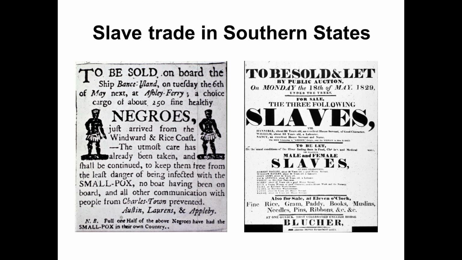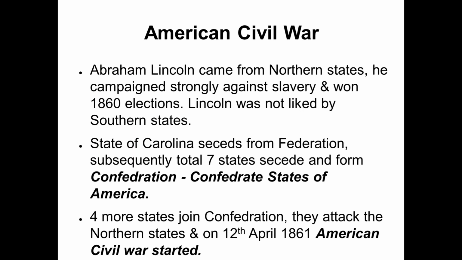American Civil War started. Abraham Lincoln came from a northern state. Again, he will start a propaganda against the slave trade. He campaigned strongly against slavery and won the 1860 elections. So naturally, the southern states were not liking him because he is against slaves. Carolina secedes from the Federation, and subsequently 7 more states secede from the American Federation, and they established the CSA.